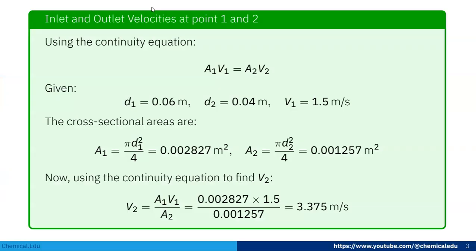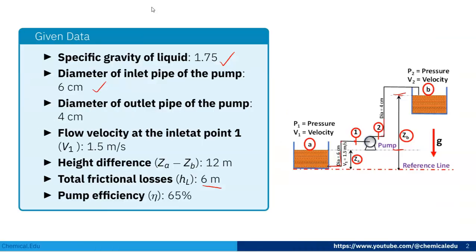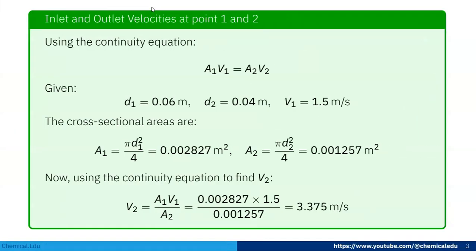Now first we have to calculate the velocity in this pipe, because the velocity in this pipe we know is 1.5 meter per second. So the velocity in the 4 cm pipe we can easily calculate by using the continuity equation. For inlet and outlet velocity at point 1 and 2, using the continuity equation A1 V1 is equal to A2 V2. Diameter of the inlet pipe D1 is 0.06 meter, diameter of the outlet pipe is 4 cm, that is 0.04 meter. V1 is 1.5 meter per second.